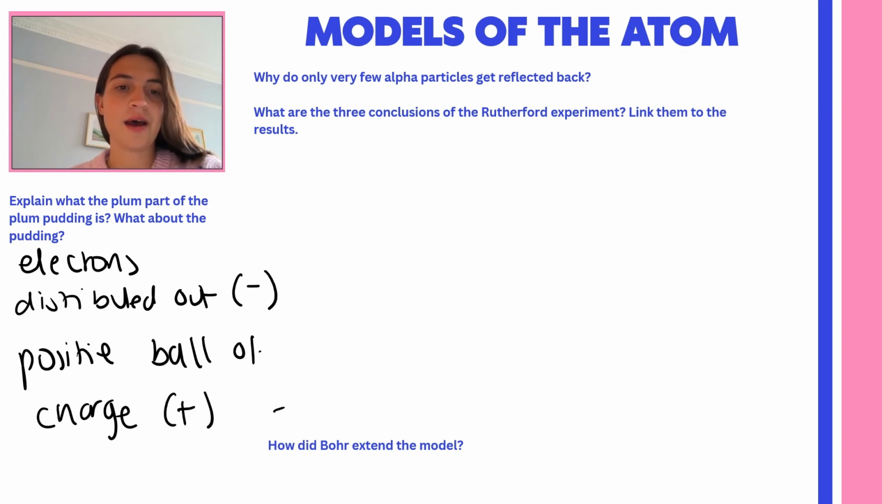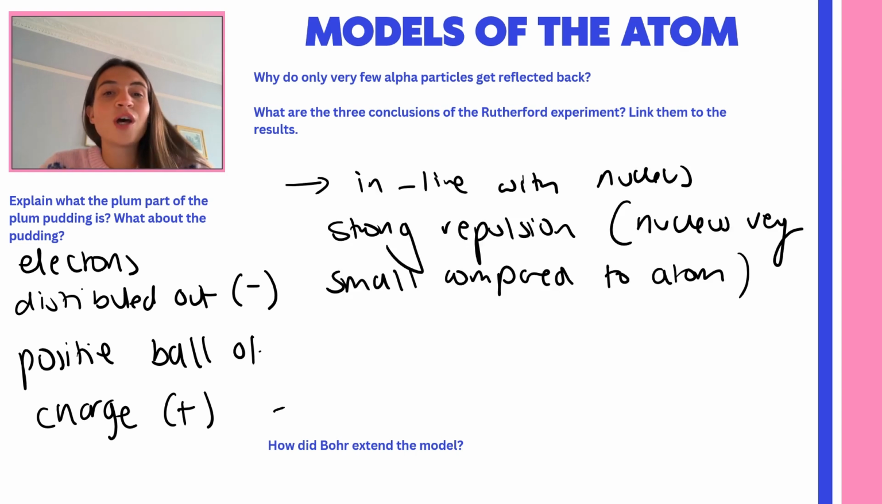Okay, why do only very few alpha particles get reflected back? So in order for an alpha particle to be reflected back from the gold atom, it must be almost in line with the nucleus so that it can feel the strong repulsion that would be required for it to be sent back in the same direction.